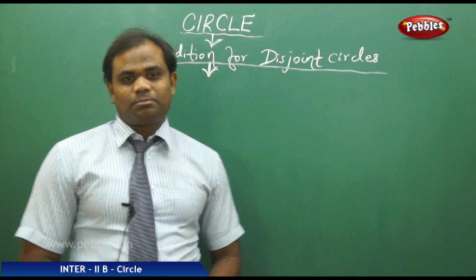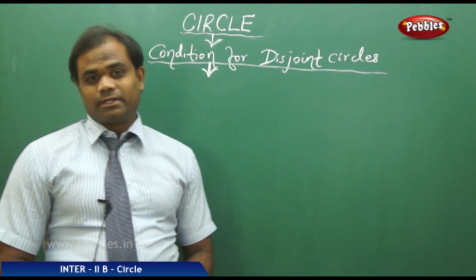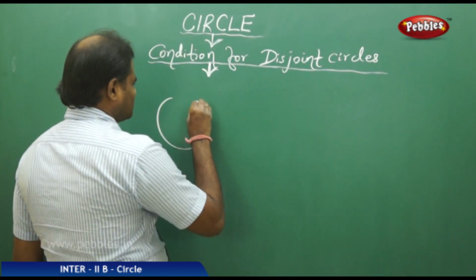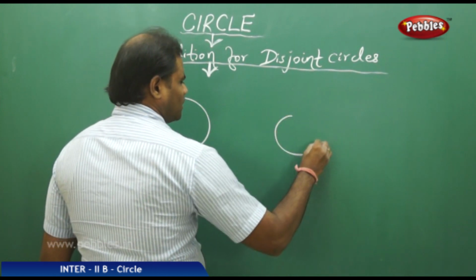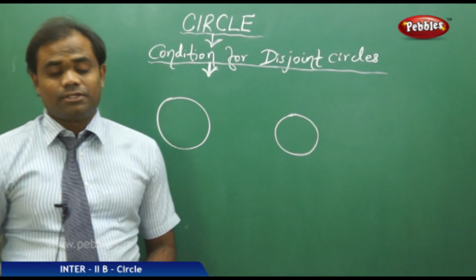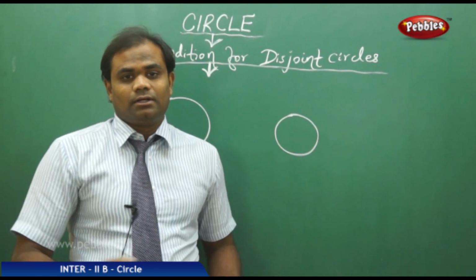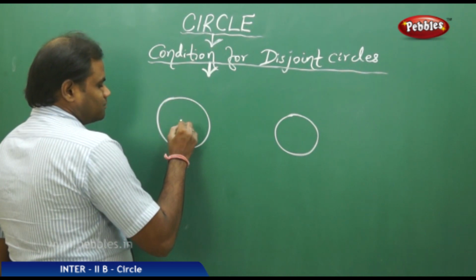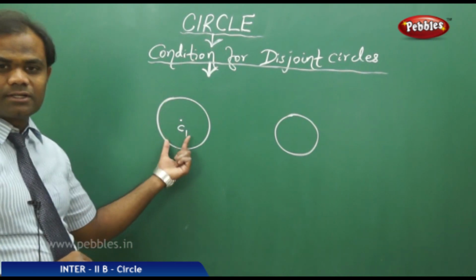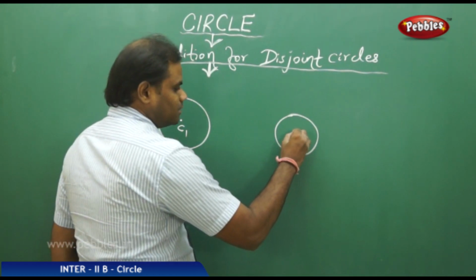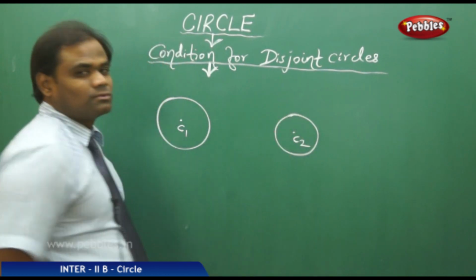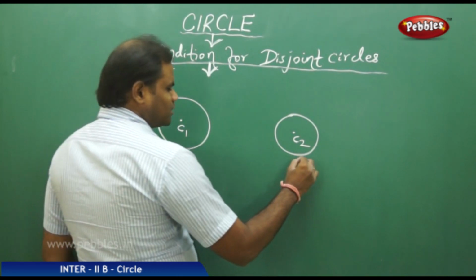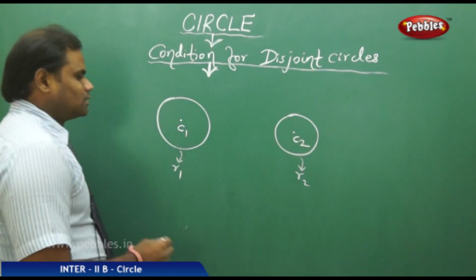Now let's see the mathematical property, the condition for disjoint circles. That is, if the two circles are disjoint, then how do we identify the disjointness through the mathematical equation or the formula? Suppose I have two circles, with the first circle having center C1 and the second circle having center C2. Then the radius of this circle is R1 and the radius of this circle is R2.